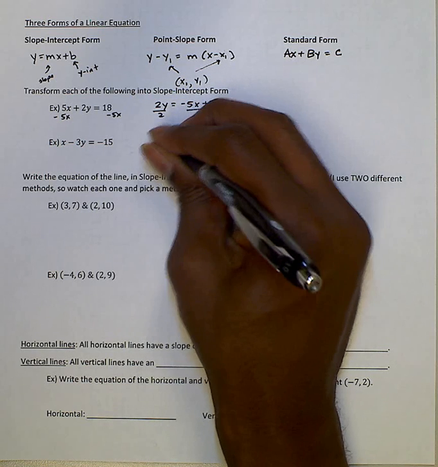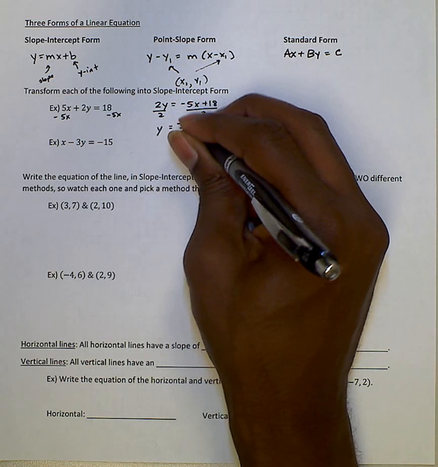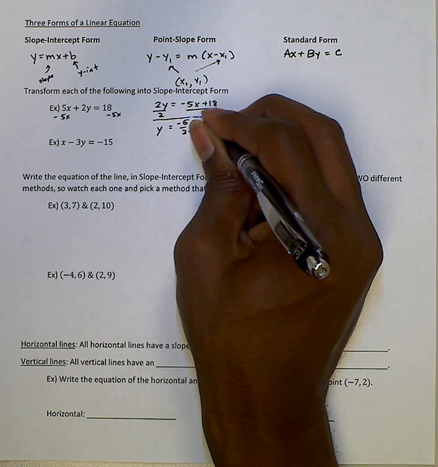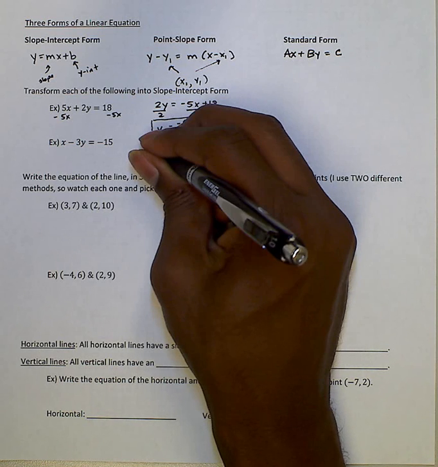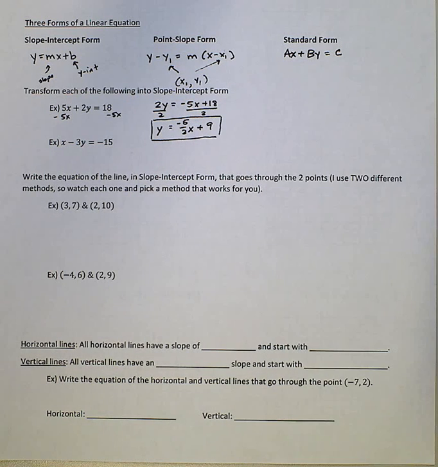Sometimes you just leave it like this, but when you're graphing, it's important to make sure you leave your answers as fractions, but you separate it so you can see what your slope and your y-intercept are. In this case, our slope would be negative 5 halves. Our y-intercept would be 9.